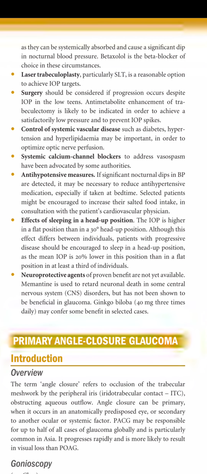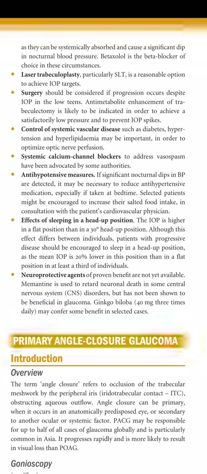Surgery should be considered if progression occurred despite IOP in the low teens. Antimetabolite enhancement of the trabeculectomy is likely to be indicated in order to achieve a satisfactorily low IOP and to prevent IOP spikes. So, if the medical treatment is not working, then you can always go to the surgical therapy.